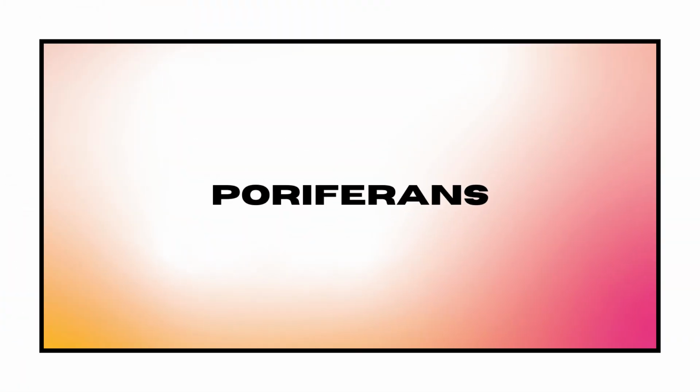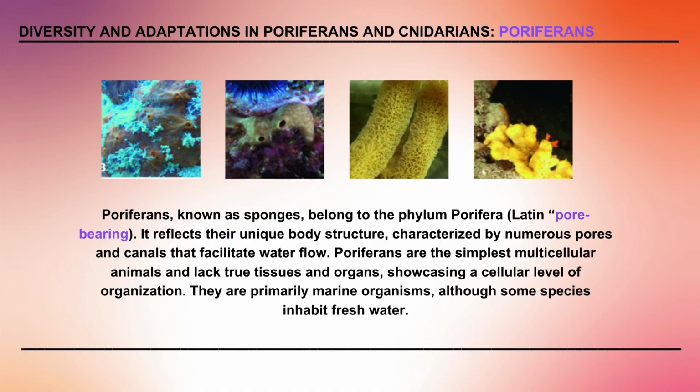Now, I'm going to discuss the definition of Poriferans. Poriferans, commonly known as sponges, belong to the phylum Porifera, which comes from the Latin term meaning pore-bearing. This name reflects their unique body structure, characterized by numerous pores and canals that allow water to flow through them. They are considered the simplest multicellular animals because they lack true tissues and organs, instead showcasing a cellular level of organization. Most poriferans are marine organisms living in saltwater environments. Some species can also be found in freshwater habitats.